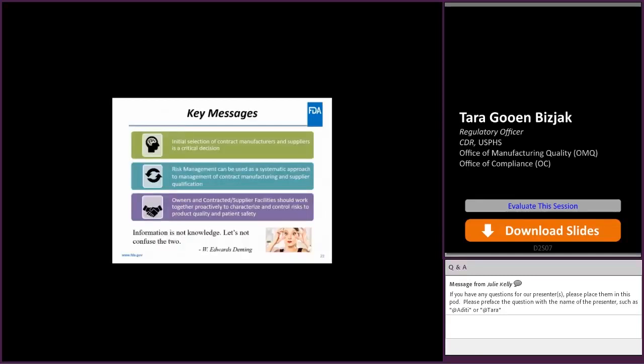So with that, I want to leave you with some key messages. The initial selection of the contract manufacturers and suppliers is a critical decision that we talked about. Risk management can be used as a systematic approach to management of contract manufacturing and supplier qualification. Those were some of the tools under that risk management umbrella on that slide with all the tools. And I urge you to go back and take a look at Q9, the guidance for inspection, and quality risk management, which has more information in there.